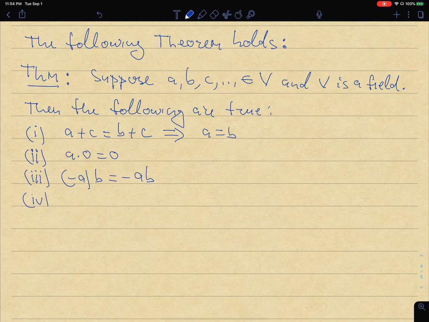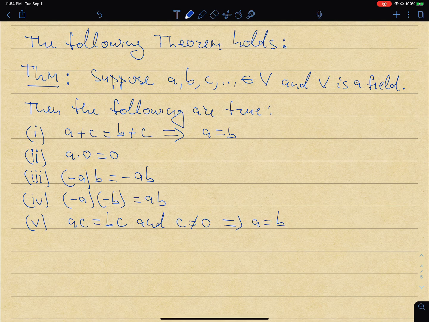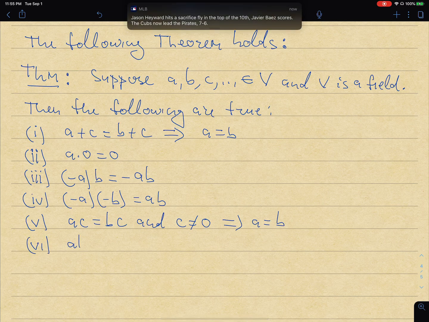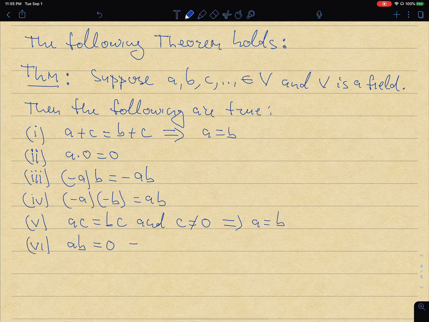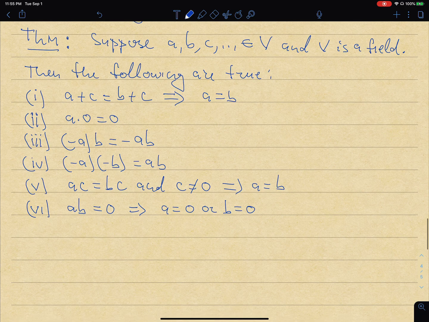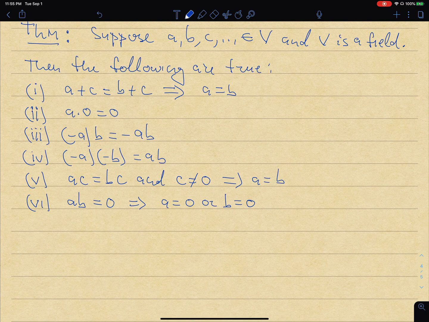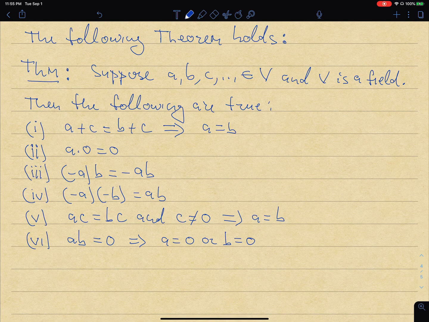Number 4, if we take minus A and you multiply this by minus B, you're going to get AB. Similar to number 1, if you have AC equal to BC and C is not equal to 0, then A is the same as B. If AB is equal to 0, then A is 0 or B is 0. And okay, that's plenty. So we now want to prove some, if not all, of these properties. And I'm going to do that in the next part of this lecture.